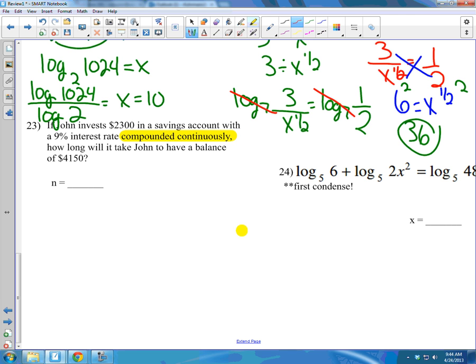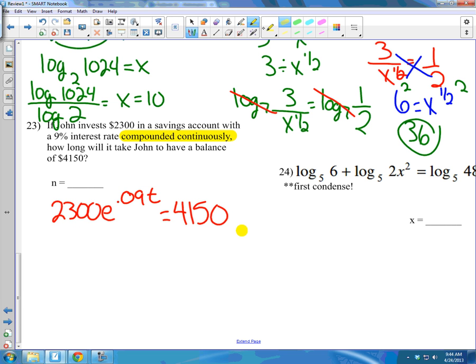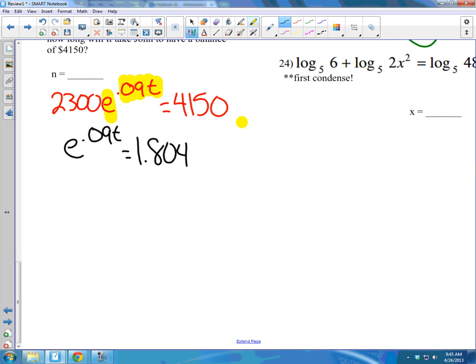So I'm going to start by setting it up, which is the initial amount, e, the rate is 9%, so there's 9% as a decimal. The time, we don't know, but when I'm done, I should have this as my balance. So I will be looping it because there is a constant, but I can't loop it until it's just the base and the exponent. So I'm going to have to first move that 2300 to the other side, and I'm going to move it by dividing it. So once I divide it, the left side is just the e with the exponent, and the right side as a decimal to 3 places is 1.804. And now I'm ready to loop it.